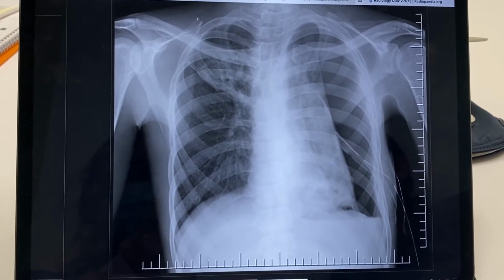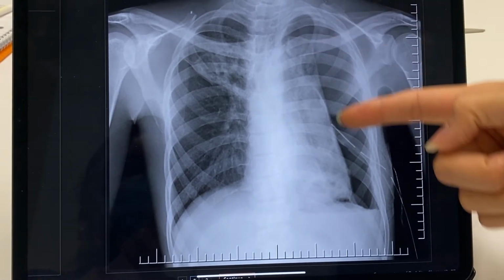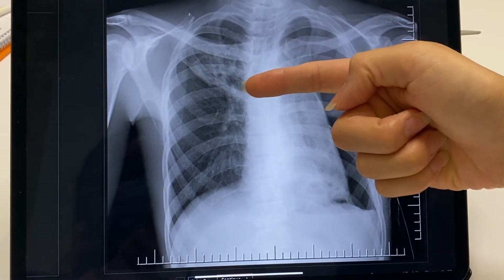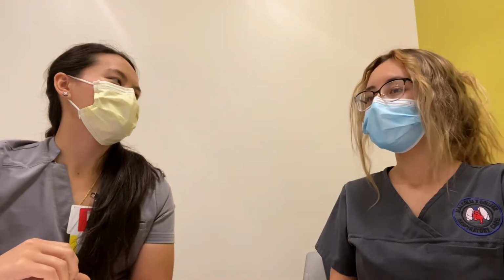As you can see here, this is a tension pneumothorax. There are no lung markings. The lung has collapsed and the trach has shifted to the right. Okay, patient vitals are looking good, but I still hear wheezing in both lungs.